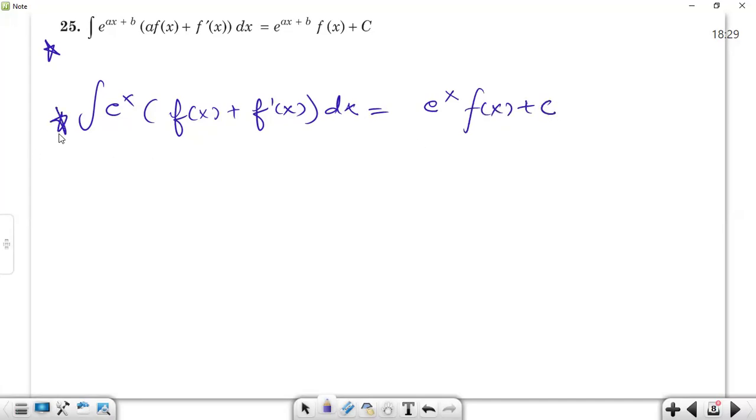So this is a very important formula. I have just replaced ax plus b with this to make you better understand this standard form. Whenever an exponential function is multiplied with f of x plus its derivative, then you can simply write it as e to the power x into f of x. And this is used in many previous year questions.